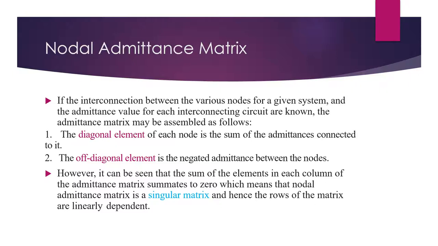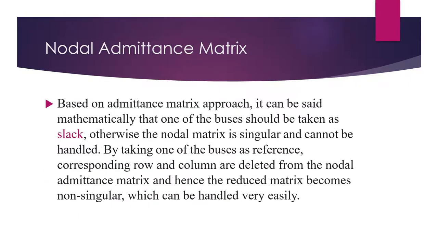Based on the admittance matrix approach, it can be said mathematically that one of the buses should be taken as the slack bus or reference bus. Otherwise, the nodal matrix will be singular and cannot be handled. By taking one of the buses as the reference bus, the corresponding row and column will be deleted from the nodal admittance matrix, and hence the reduced matrix will become non-singular, which we can handle very easily. So that is why you always have to take one of the buses as the slack bus or the reference bus.